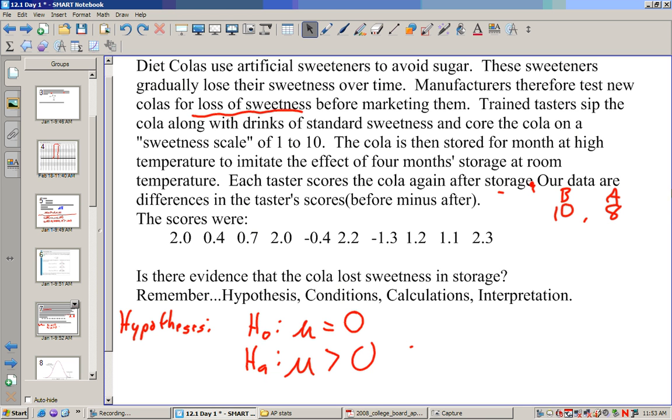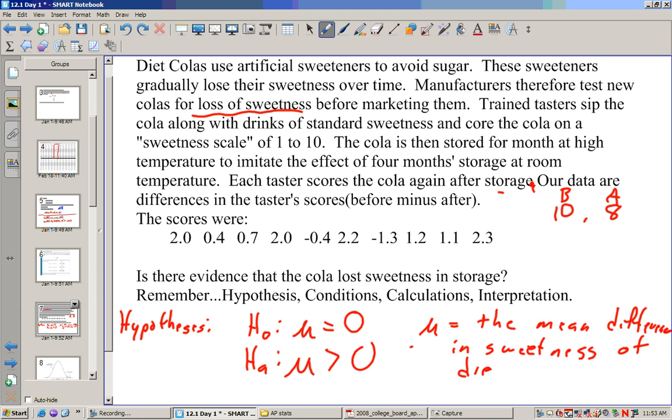Alright, so now we have to define mu. Mu is the mean difference in sweetness of diet colas.